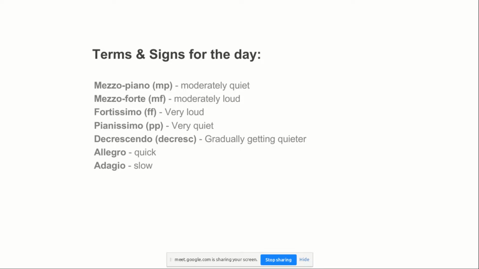Allegro means quick, and adagio means slow. These are terms and signs that you're going to get in your exam, so learn them. I'll give you a link to where you will be practicing this at the end of grade 1, but these are terms that you need to know, and you will find questions on these in this week's quiz. It's good to know them.